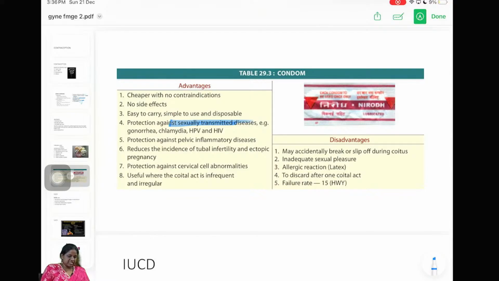But what are the disadvantages? It is coital dependent. Coital dependent means for each and every coitus you have to use a condom. Also it can create allergic reaction, and the failure rate is very high, that is, the failure rate is 15.